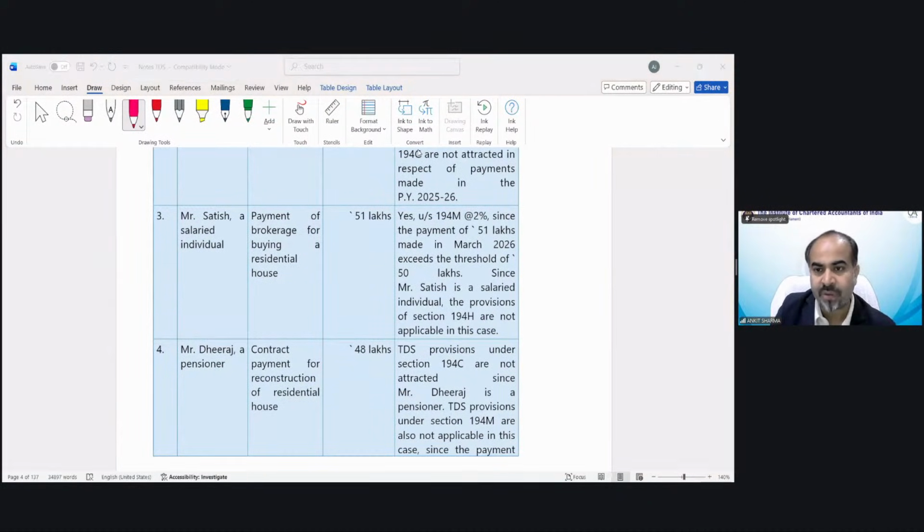Let me see if there's any query. Kuldeep is saying 194M is not applicable if done for personal purpose. No, 194M does not give the benefit of personal purpose, whether it's for contract or for professional fees. The benefit for personal purpose applies only if section 194C or section 194J applies. There is no benefit for personal or commercial under section 194M, as we have discussed. We are going to discuss this also.